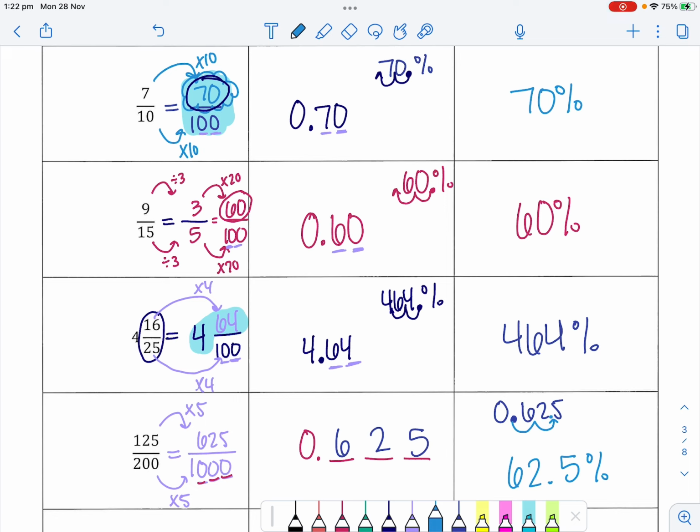So to go from a decimal to a percent, we're moving the decimal place to the right 2 times, because 100 has 2 zeros, so it's 2 decimal places. And then if I'm going from a percent to a decimal, I'm moving it to the left or going backwards 2 places again, because dividing by 100 moves the decimal 2 places to the left.